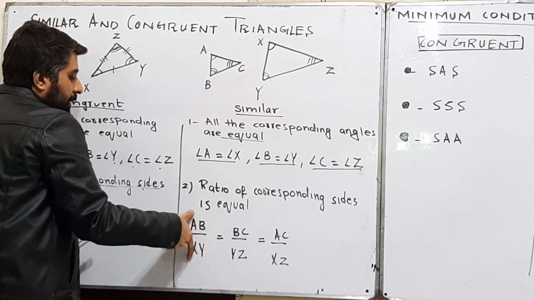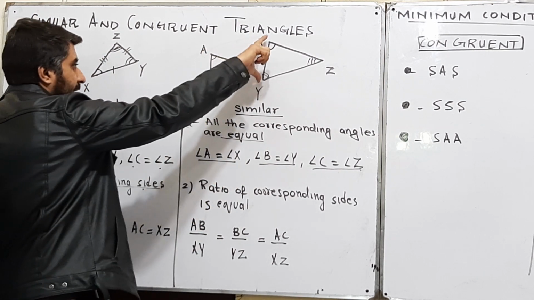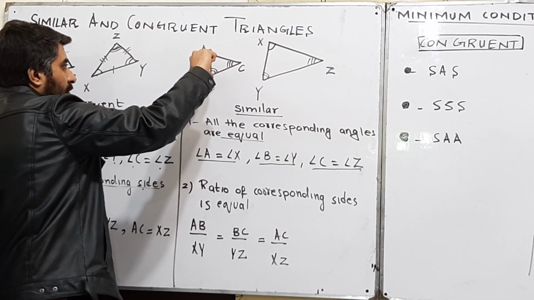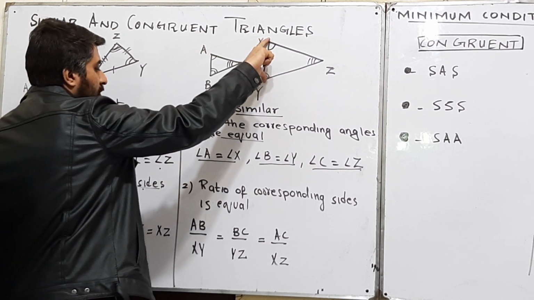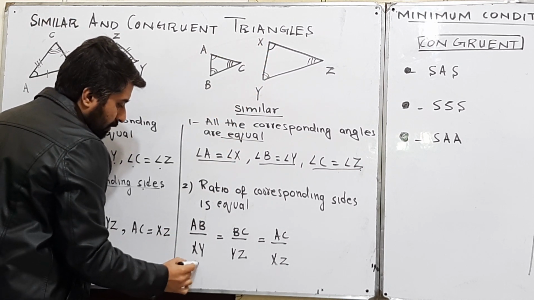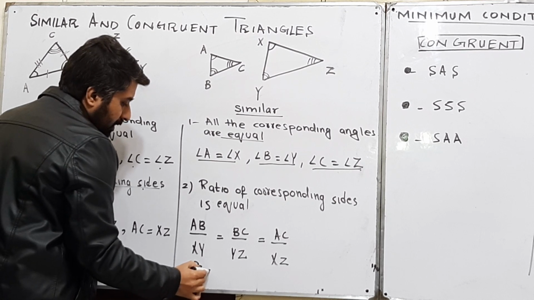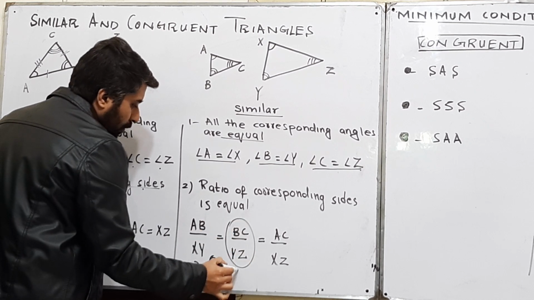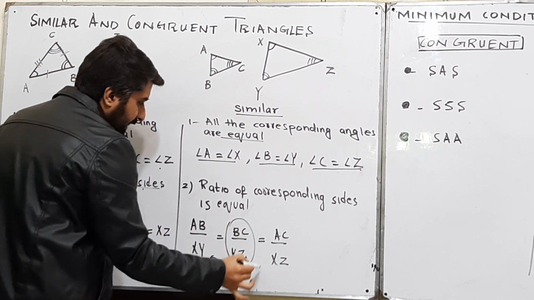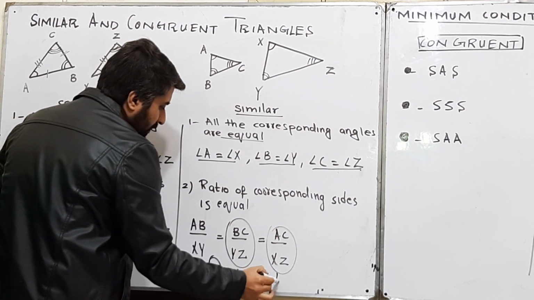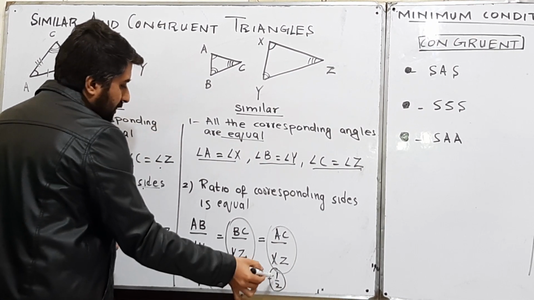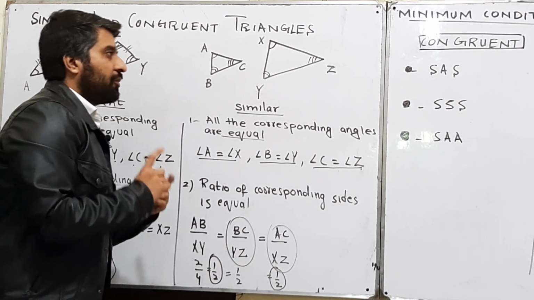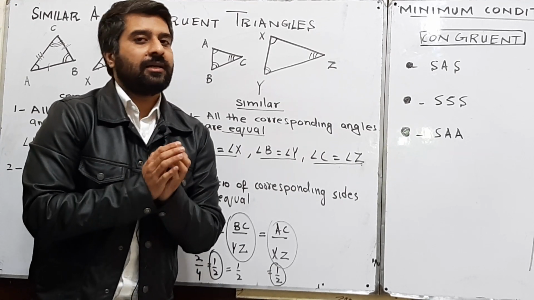Suppose the answer of AB over XY, if this is 2 centimeters and this is 4 centimeters, so 2 divided by 4 is equal to 1 by 2. This is the answer of the first ratio. Then the division of these two sides must be equal to 1 by 2, and this must be equal to 1 by 2. The ratio in simplest form will be equal to 1 by 2. So, all the ratios are the same. So, in similar triangles, the ratios of corresponding sides are the same.